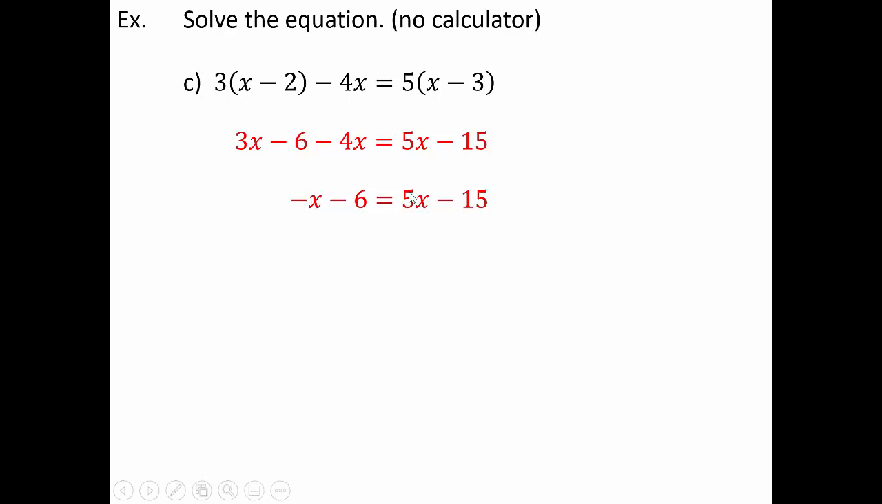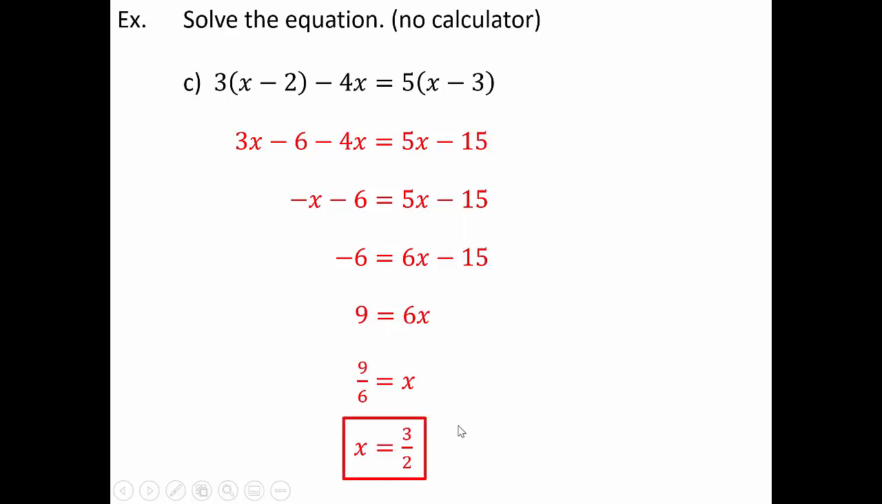I always like to start with the variable, and specifically whichever one is smaller. Negative 1 is a smaller number than 5. So I'm going to add x to both sides. That gives me 6x. And then let's get the variable by itself by adding 15. I get 9 on the left, and then divide by 6, simplifying into 3 over 2.